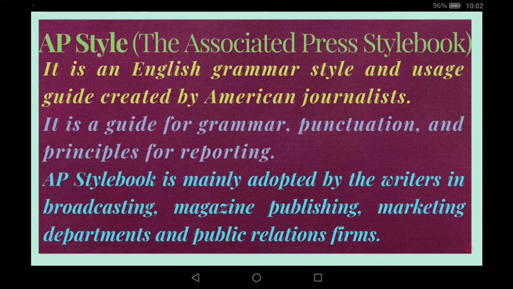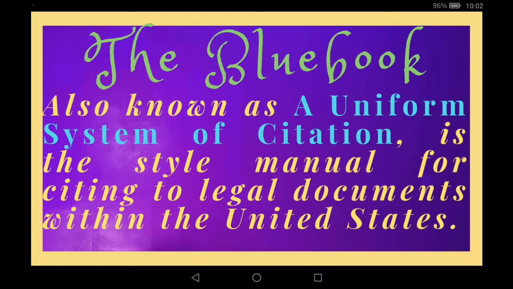It is basically formulated by the American journalists' association. So that's why it is more related with reporters. The AP Stylebook is mainly adopted by writers in broadcasting, magazine publishing, marketing departments, and PR firms, public relations firms. So it is the field where AP style is followed. Okay, next we will talk about the Blue Book.